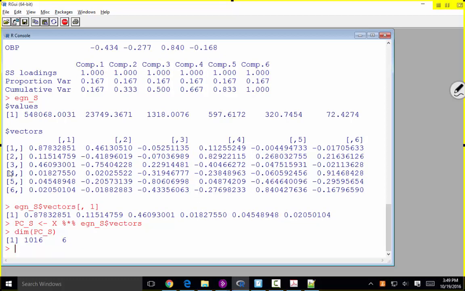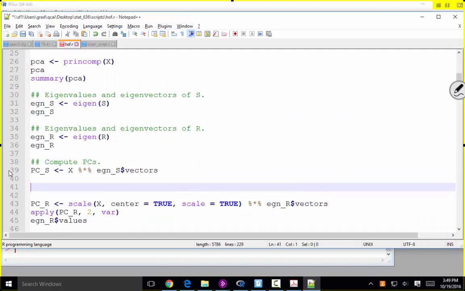Usually we don't want all 6 principal components. The point of doing PCA or any kind of ordination method like this is to reduce dimension. We're going to talk about in a second how we choose how many of them to include. But let's look at just the first one. Let's make, say, a histogram of the first principal component.